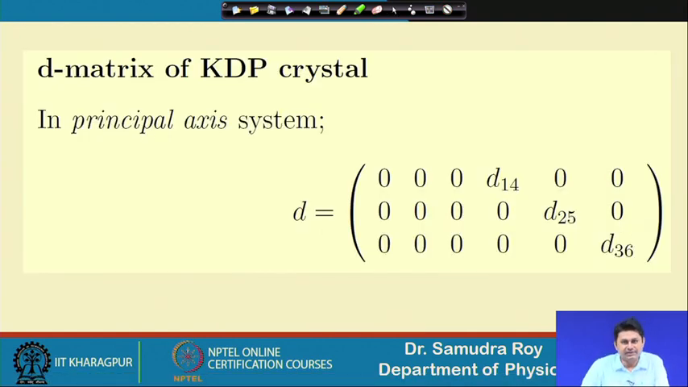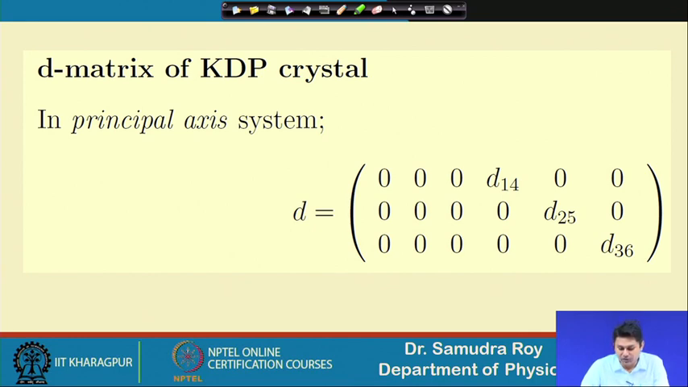This is the D matrix structure. Again I am showing this because in this D matrix structure you can see that only 3 different coefficients are there, and all the other coefficients are 0. Why they are 0 and how we can calculate that, we have already learned in our previous classes. By applying Neumann's principle and symmetry operations we can figure out which coefficient is 0 and which is non-zero. Here we find that there are 3 non-zero coefficients, and obviously they are going to be involved in the second harmonic process.